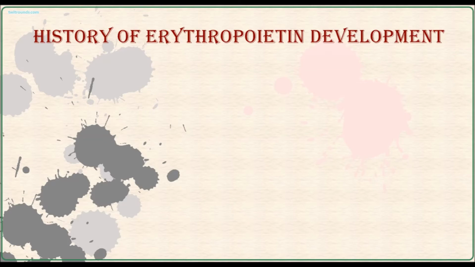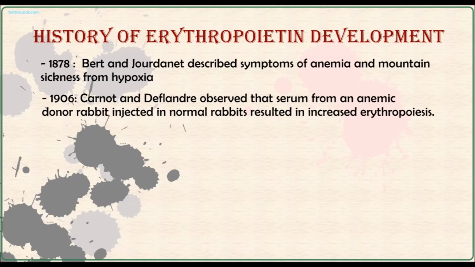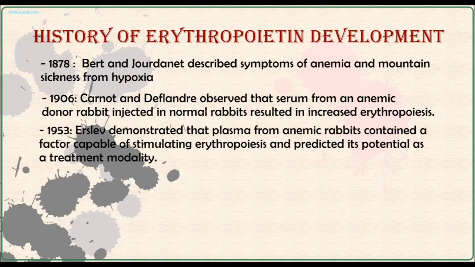Having said this, we will now take a brief look at the history of erythropoietin. In 1978, Burt and Jordanet proposed that the symptoms of anemia and mountain sickness resulted from hypoxia. In 1906, Carnot and Deflandre observed that serum from an anemic donor rabbit injected into normal rabbits resulted in the increase of erythropoiesis.